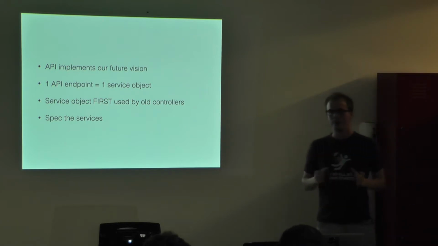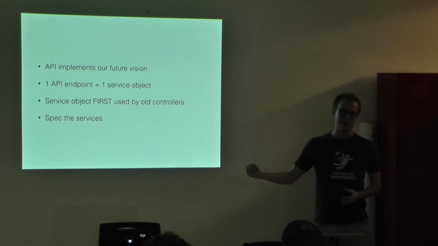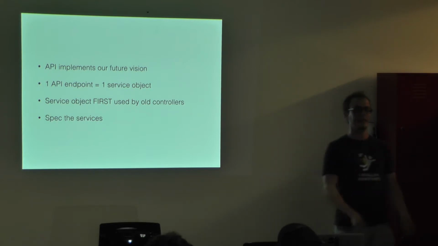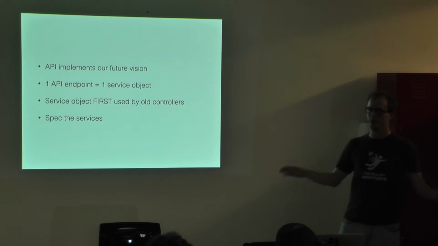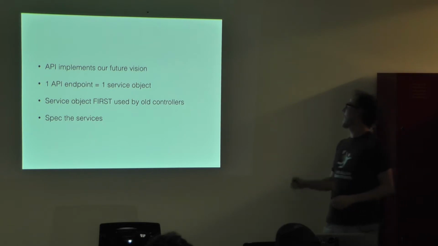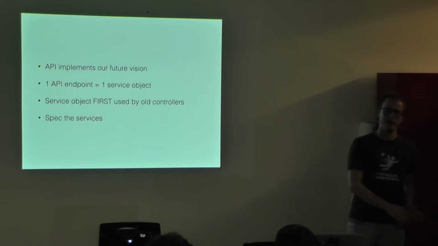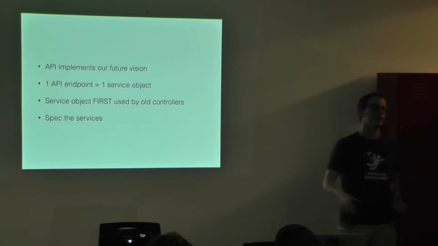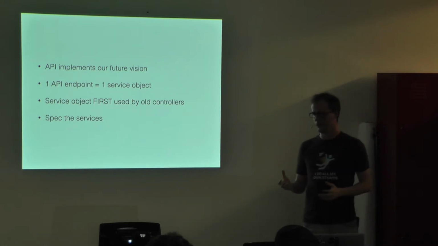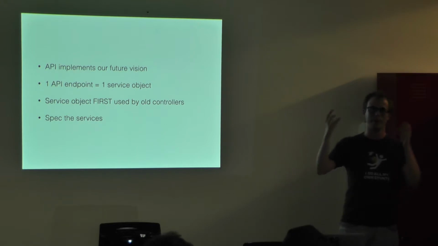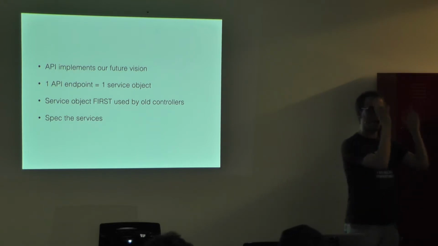One API endpoint will be one service object in the application. Literally, in the controller, you will see service object, new, call it, done. The service object must first be implemented in the old controller that currently does that functionality. So say we're going to have a create comment endpoint. We built the service object and we first put it in the old controller.